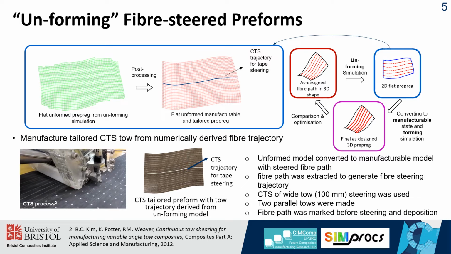After the unforming simulation, this 2D preform model with tailored fiber paths was then post-processed to a stage where we can extract a representative single fiber path out of it for manufacturing. And this step corresponds to the second step of the proposed manufacturing method. This single fiber trajectory was then fed into a CTS machine for preform production, as shown in this video. Two parallel 100 mm wide tapes were laid with marked lines for tracking purposes.